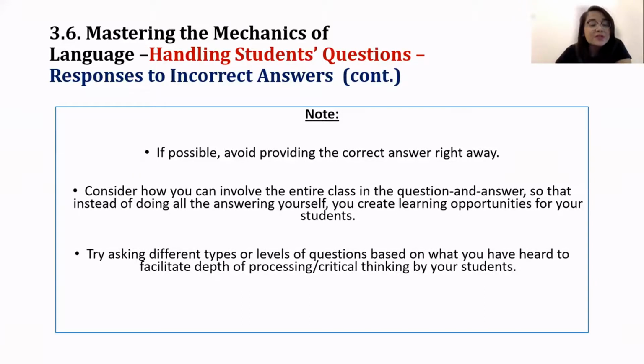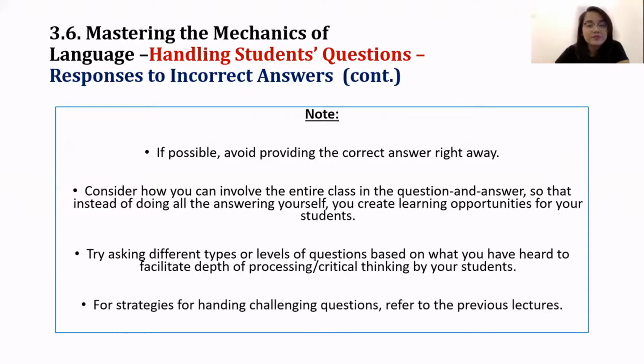Try asking different types or levels of questions based on what you have heard to facilitate depth of processing or critical thinking by your students. So that's the main goal of postponing giving the right answers right away. We ask the students to think further, to think more critically so that they can come up with the correct answers. For strategies for handling challenging situations, refer to the previous lectures. In the previous lectures, we have covered how to handle some challenging situations in academic communication, and you can apply those strategies as well.